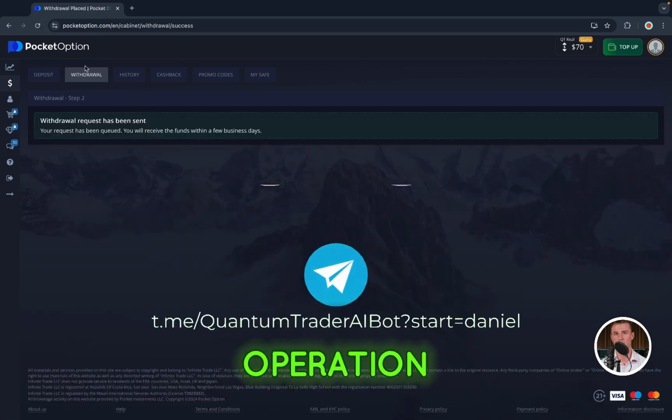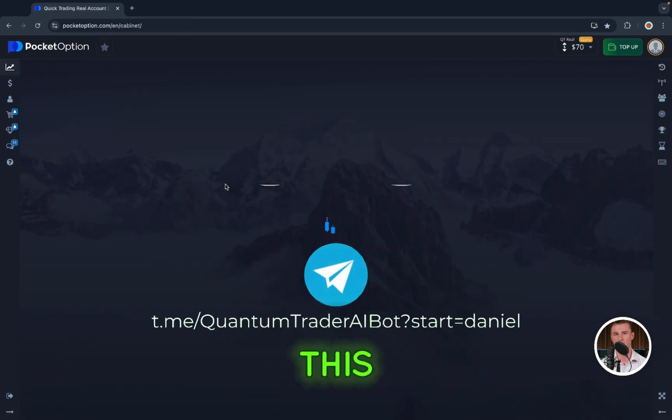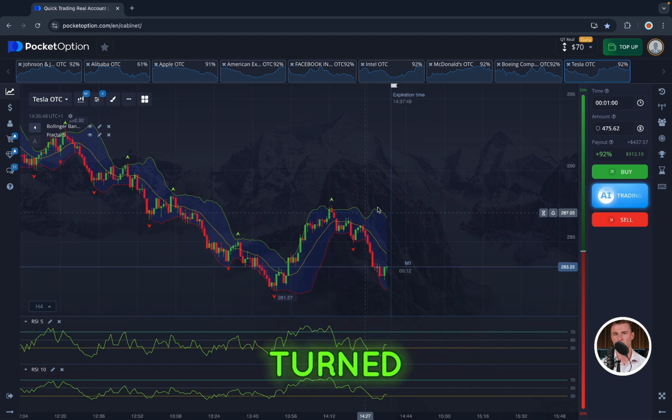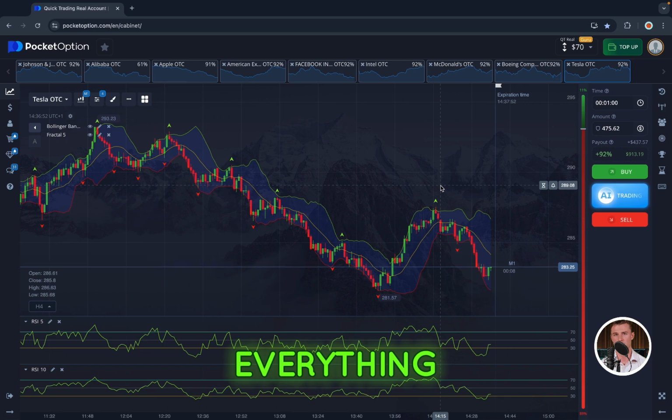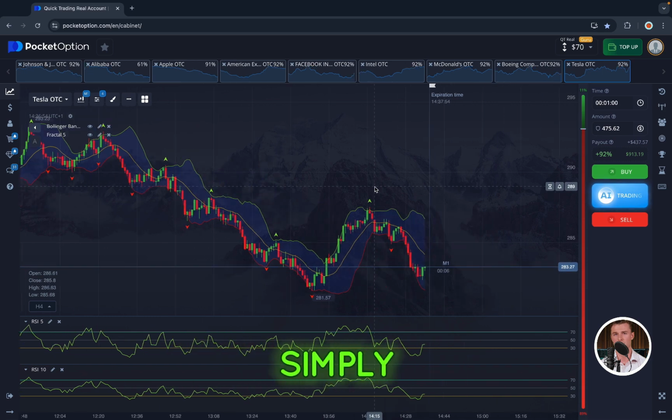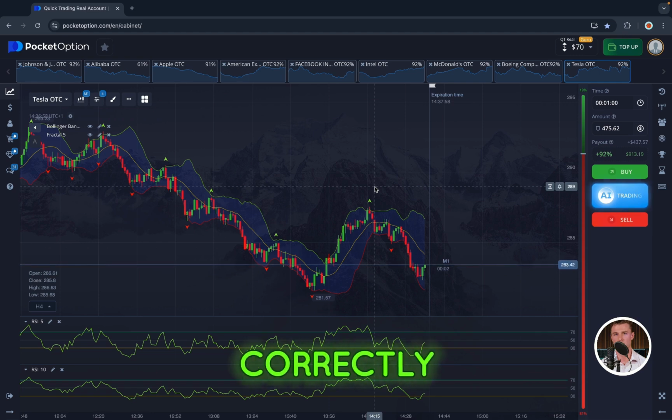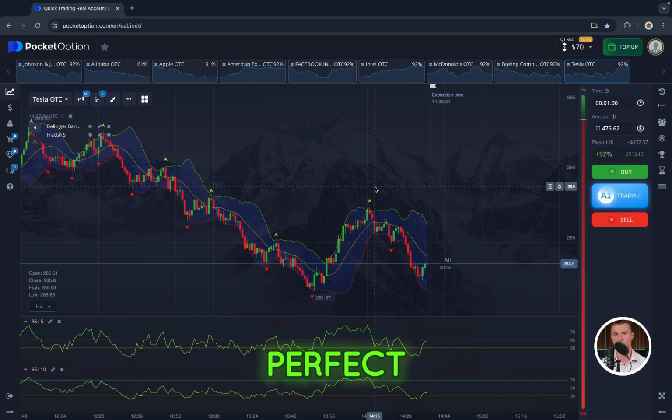The withdrawal operation is successfully executed. This is how the trading for today has turned out with the use of this bunch of indicators. As you can see, everything is, in general, simple. The most important thing is to analyze the market correctly and understand the movement on the charts. Then your indicators will give you perfect signals.